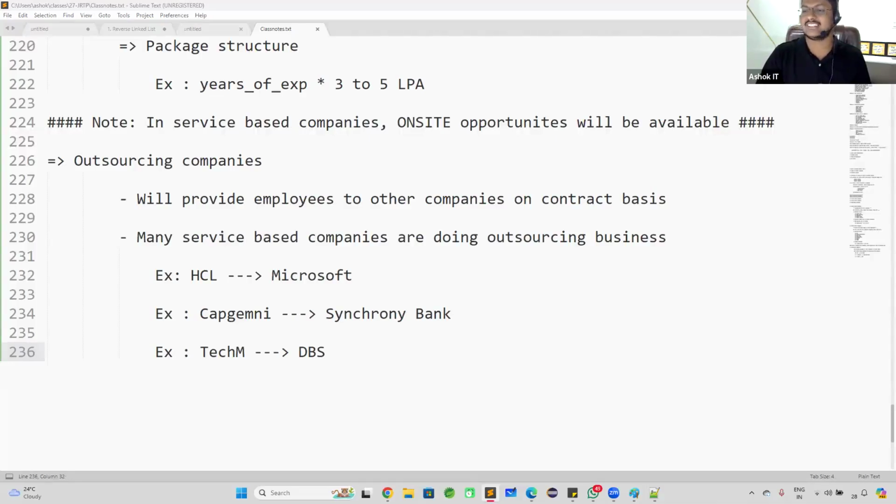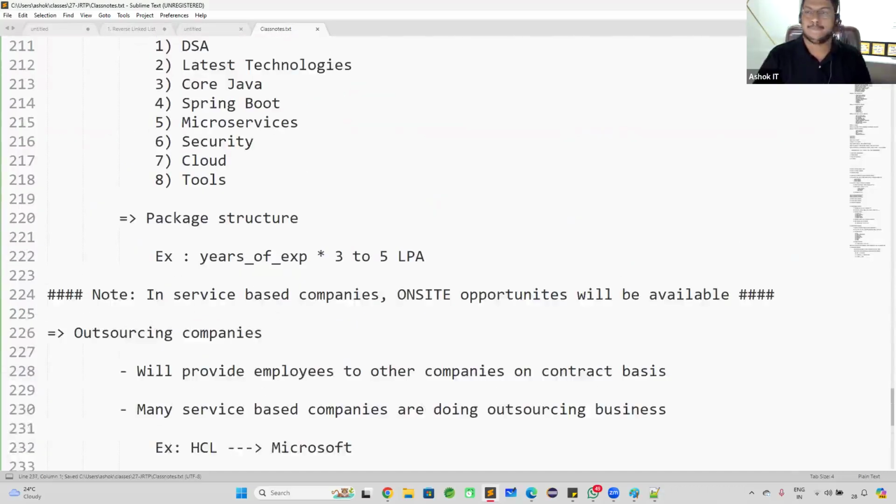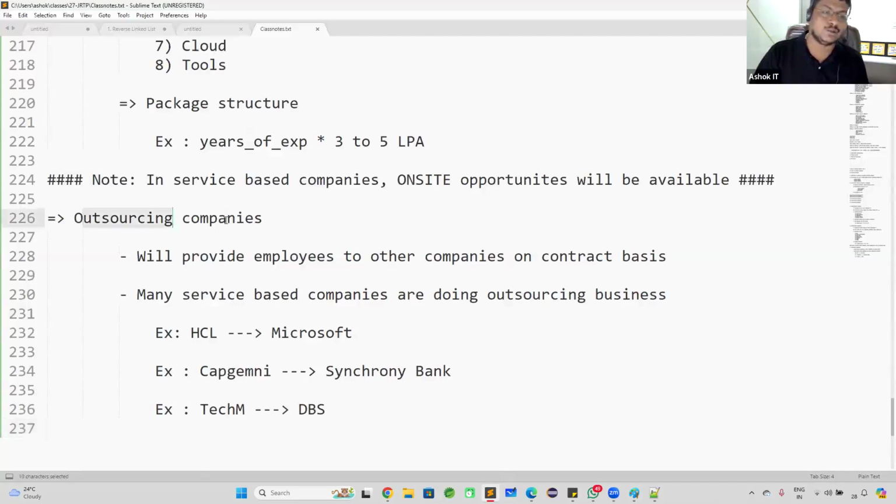Nowadays in the IT industry, most of the jobs are contract jobs only. Consultancy means an outsourcing company only. They will take your interview, they will select you, and they will send you to another company. Consultancies also do outsourcing business.